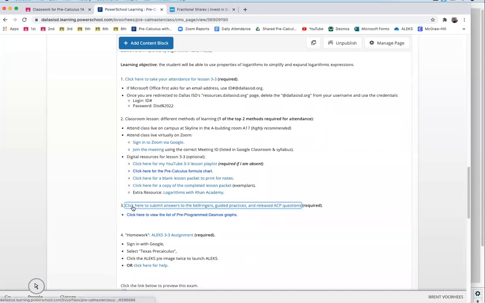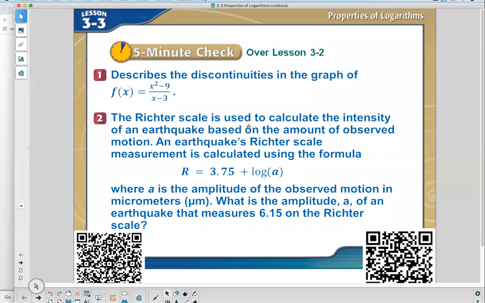Down below, in the different color blue, there are the pre-programmed graphs for Desmos. I put that in between number 3 and number 4 because that's where you do your homework. I thought that might be where you need that. Okay, so welcome to everyone who's live. Let's go through and solve these problems.